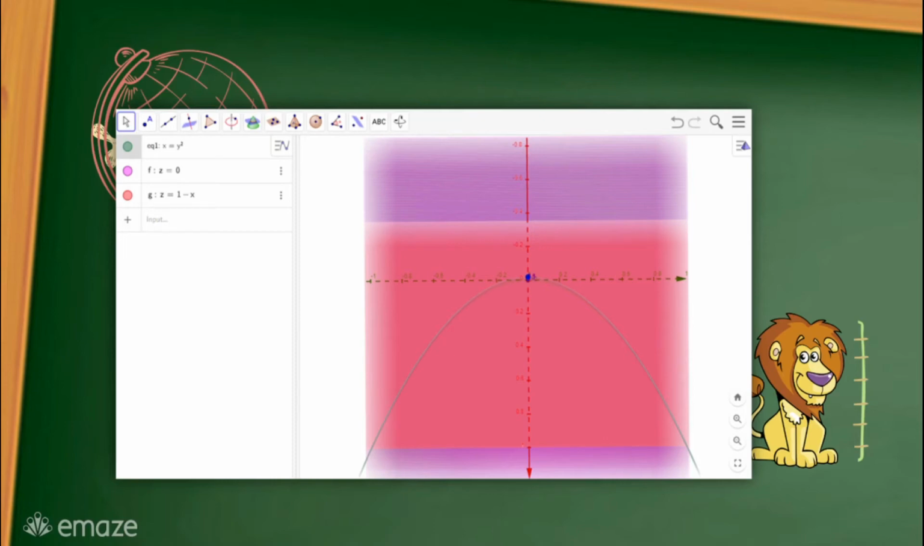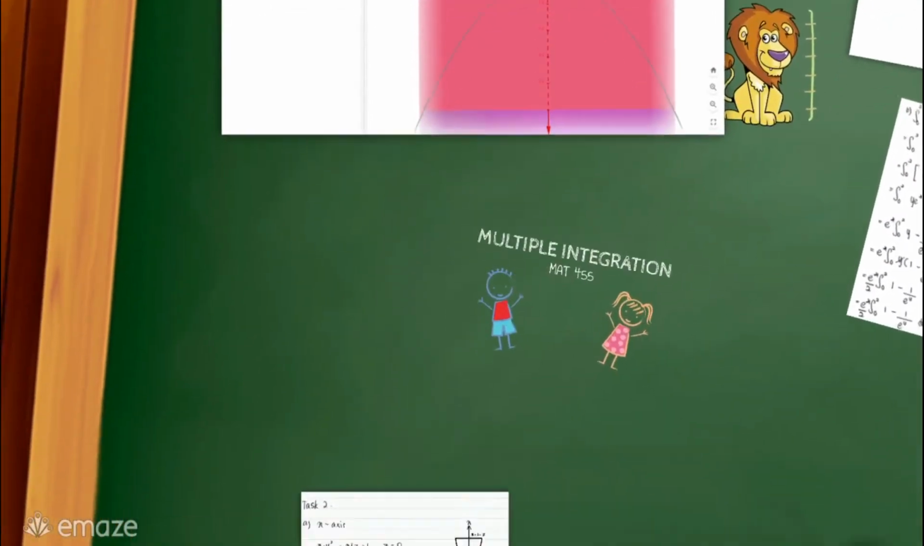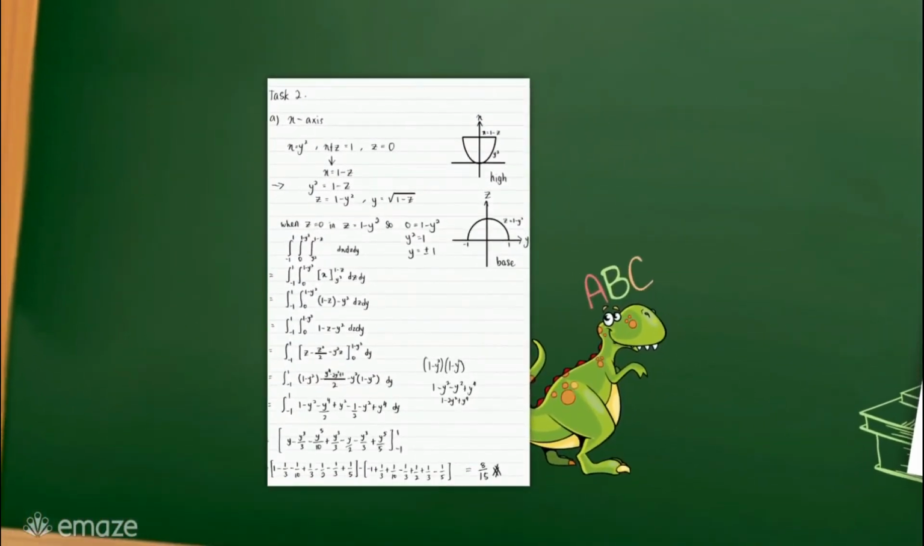Next, let's take a look at the integral calculation of the volume from the x-axis, y-axis, and z-axis. Alright, this is for the x-axis, where x is assumed as height and yz is the base. So first we need to find the values of z and y.